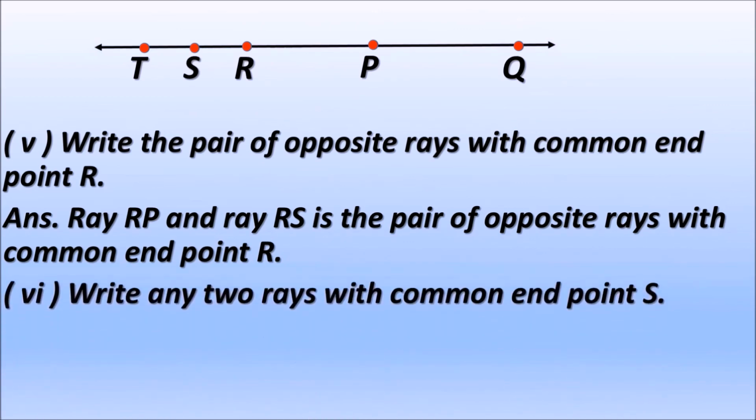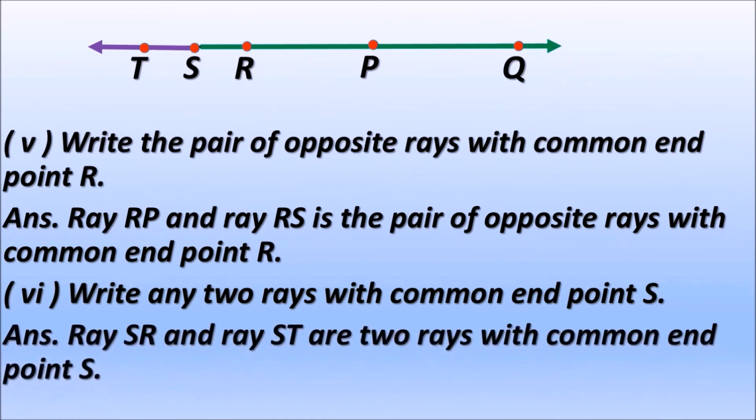Write any two rays with common endpoint S. It means you have to find the rays with starting point S. Here in this figure, it is ray SQ or ray SR or ray SP, whose endpoint is S. Now here we have another ray ST, whose endpoint is also S. So ray SR and ray ST are two rays with common endpoint S.